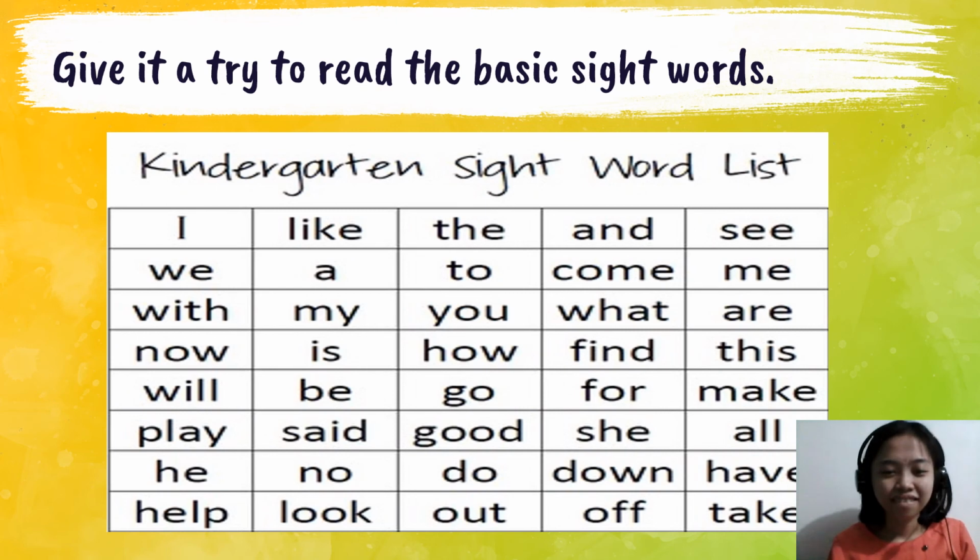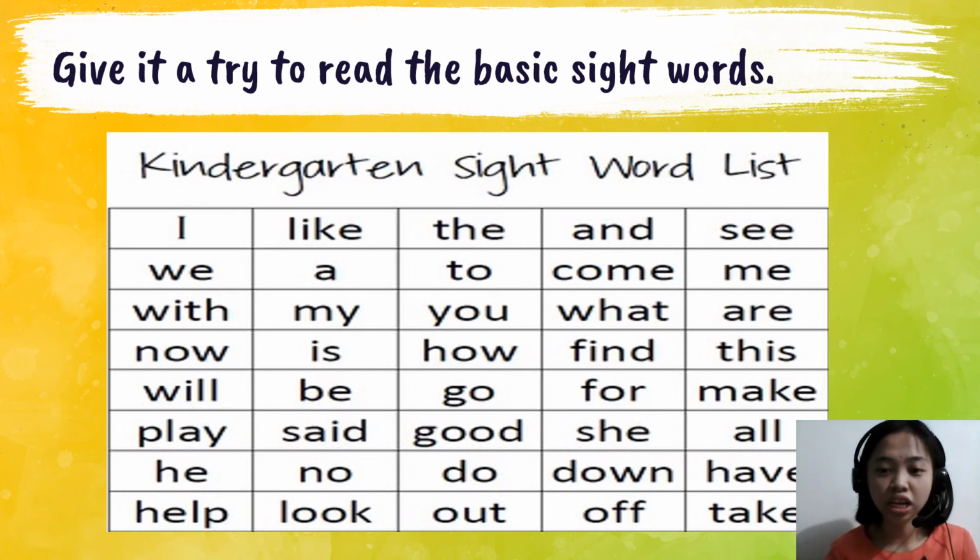Next, S, A, I, and D. We pronounce it as said. Say said. Next, G, O, O, D. We read this as good. Say good. Next, S, H, and E. If you put together all the sounds, it will become she.